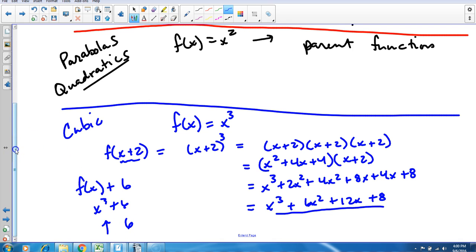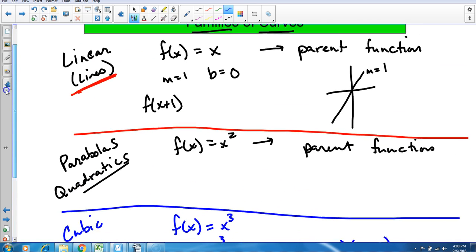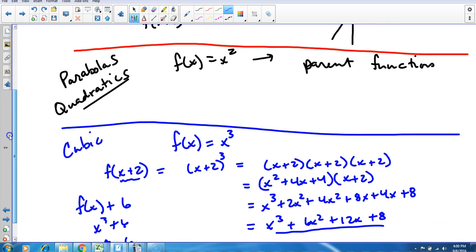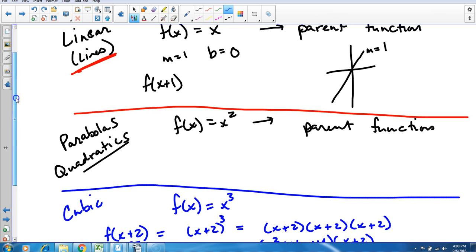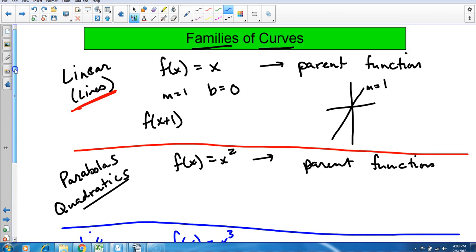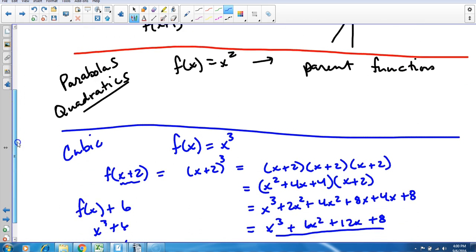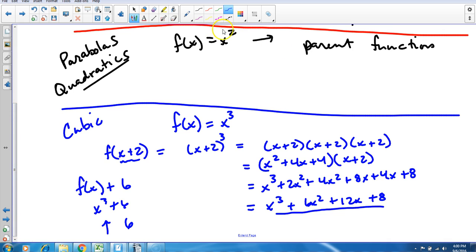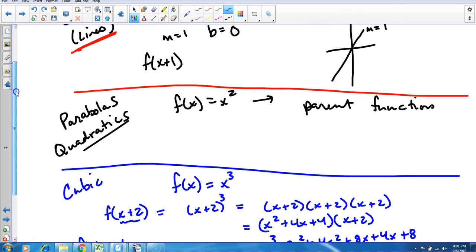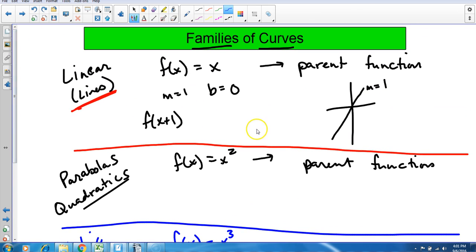Right? So we've got these families of functions. You've got linear functions, parabolas, cubics. There are a ton more we can go up. But they're all based on a parent function. For instance, f of x equals x is the linear parent function. X squared is the parabola parent function. The cubic is x cubed, and so on. And based on what we know about transformations, we can create all different types of these families of curves.